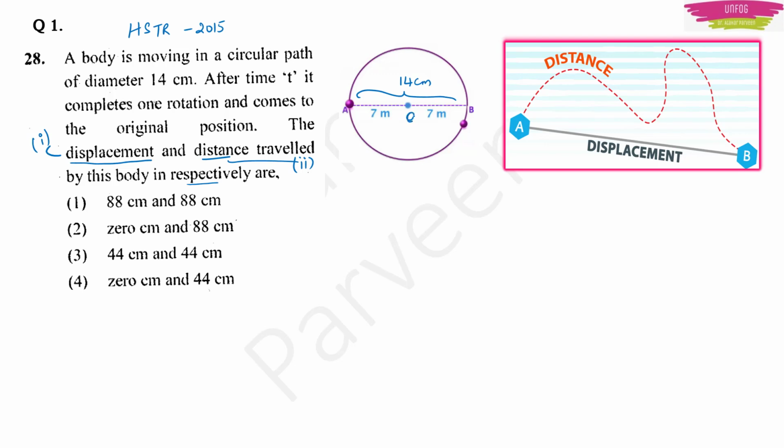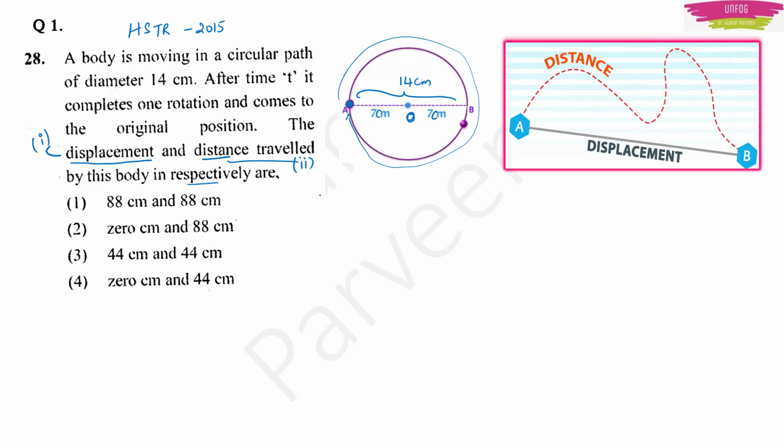Okay. If this is O, the AO and OB will be 7 centimeter. It's 7 centimeter in the question, right? So 7 centimeter. After some time t, it completes one rotation and comes to the original position. Means the body will start from A and after some time t, it will come back to its original position A. Now with this situation, I have to find the displacement and distance traveled by that body.